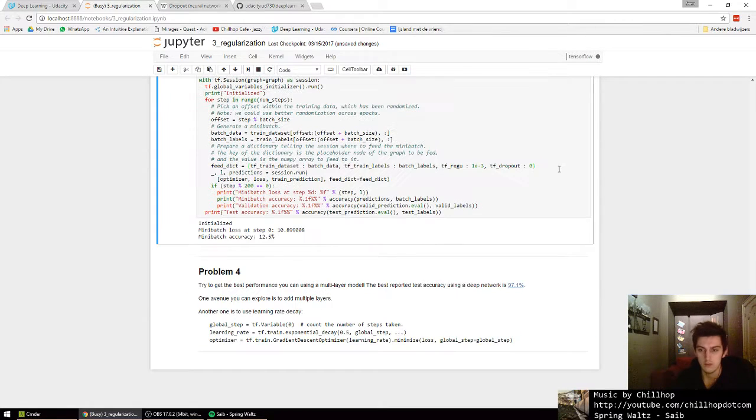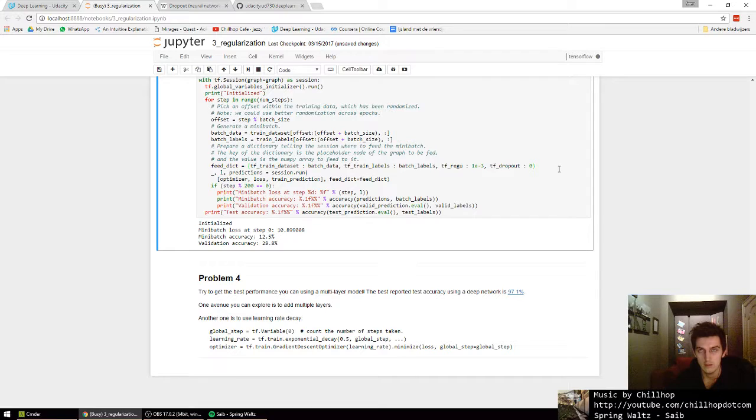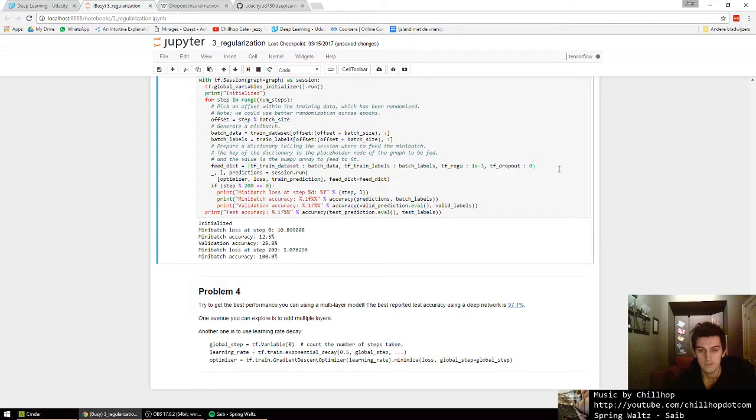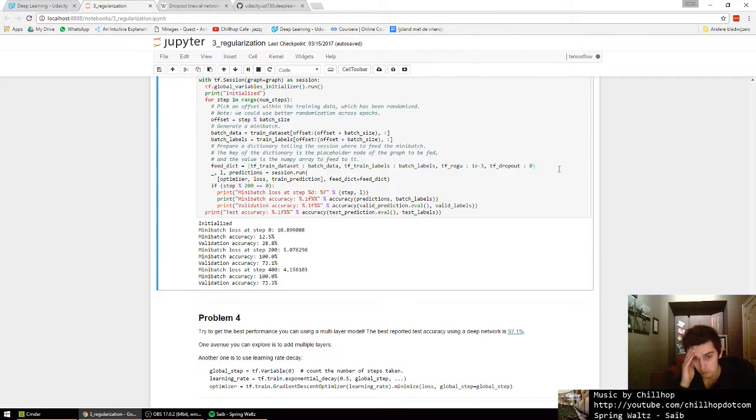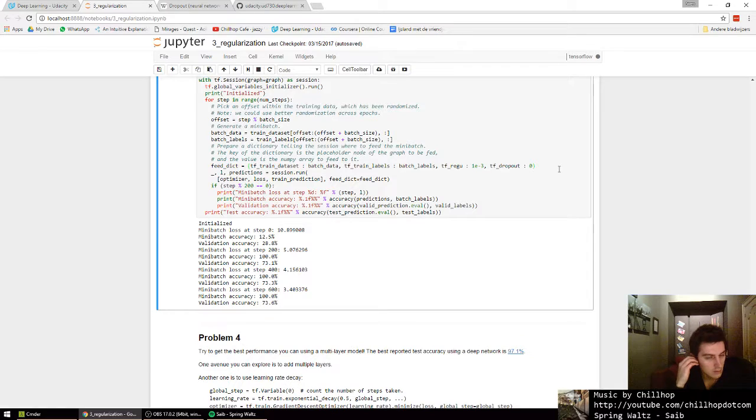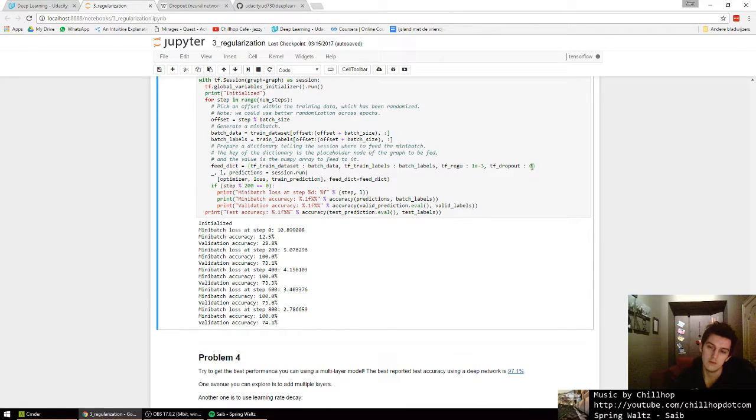Let's try out 0. 0 should mean that it does not drop out anything. I would expect this to be just as good as having no dropout at all. Oh, no, no, this would be the opposite, even. Because this is the probability. No, I think I need to put this to 1.